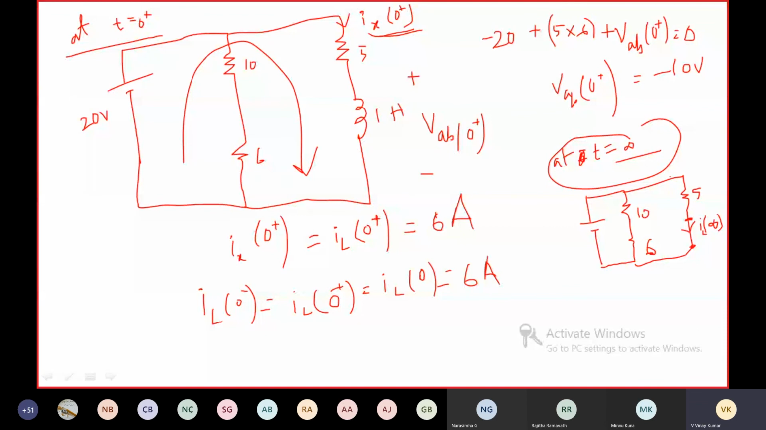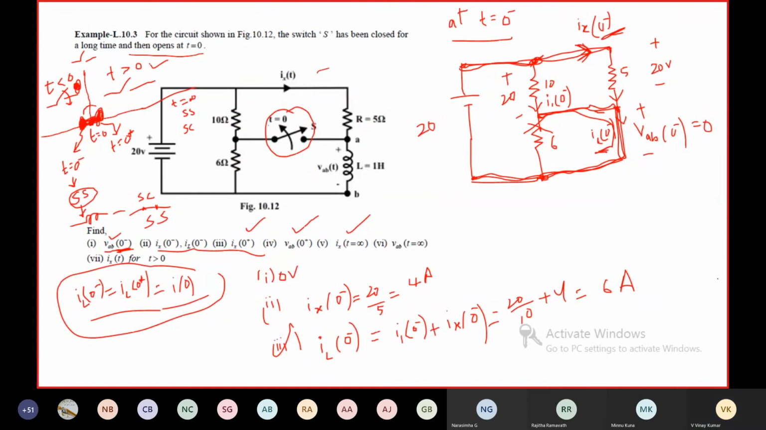Ix of infinity is equal to IL of infinity. Here 20 volts is applied across this, so IL of infinity is equal to 20 by 5, which is 4 amps. Next, we have to find Ix of t for t greater than 0. For t greater than 0, what will be the circuit?